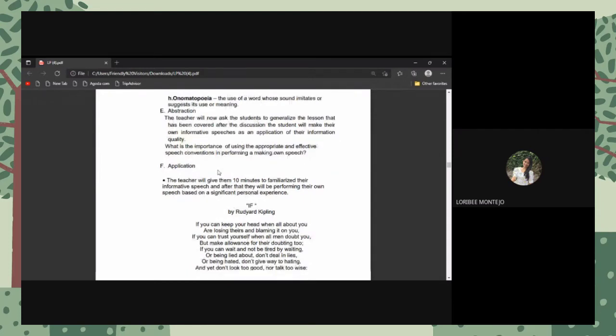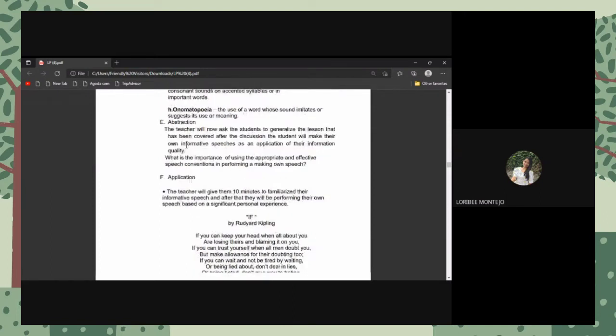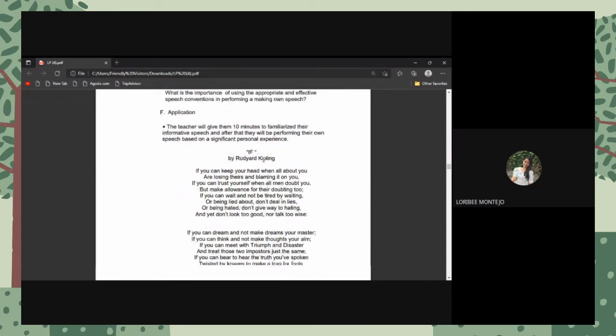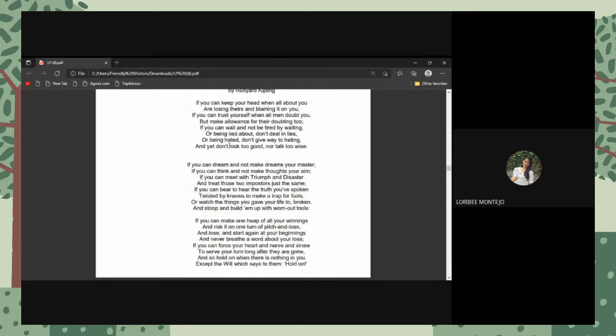So now, to apply the understanding of the students throughout the discussion, the teacher will give them 10 minutes to familiarize their informative speech, and after that, they will be performing their own speech based on significant personal experiences. Here, I provided an example, which is a speech by Rudyard Kipling. The title is "If."